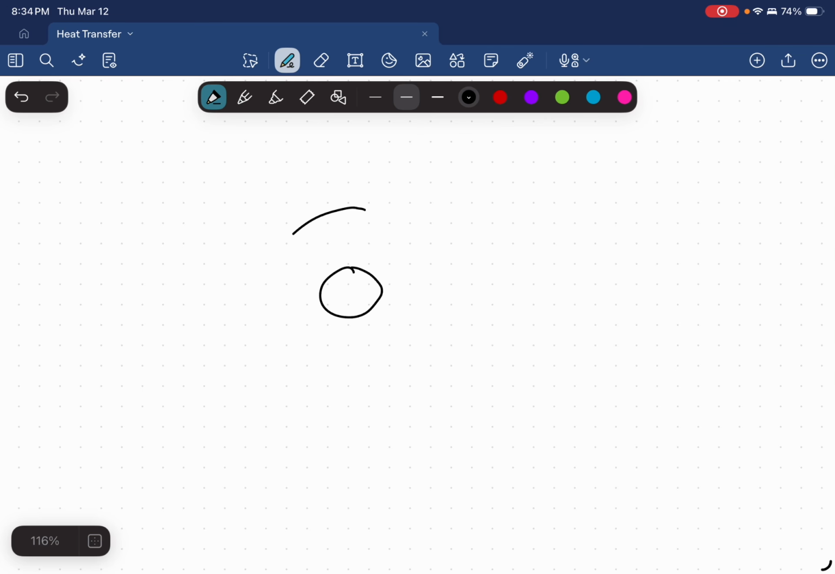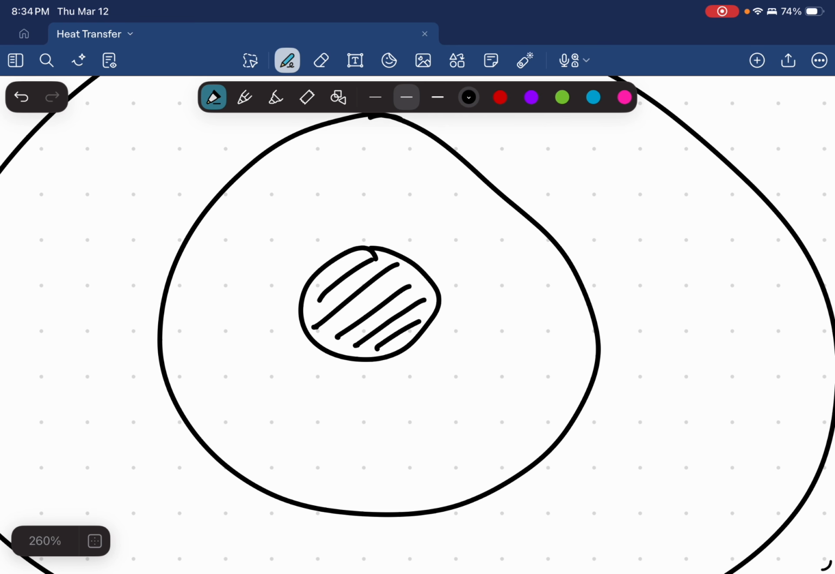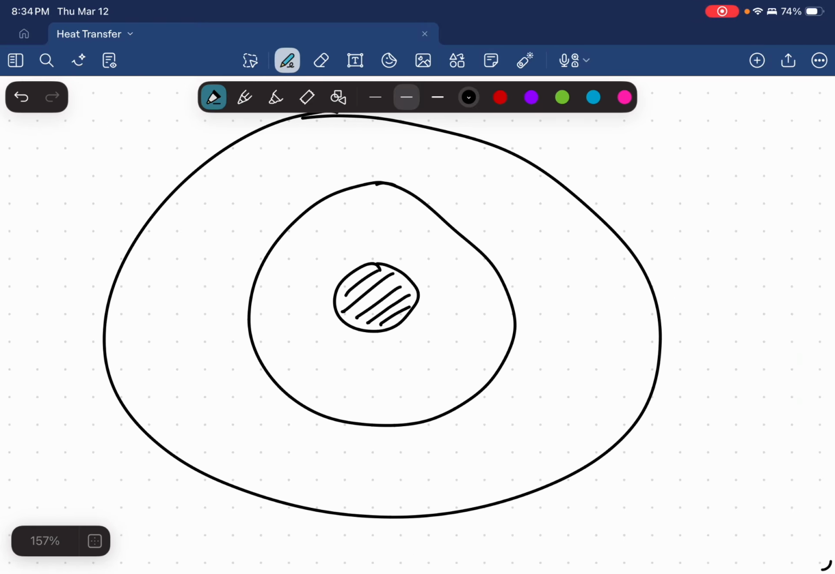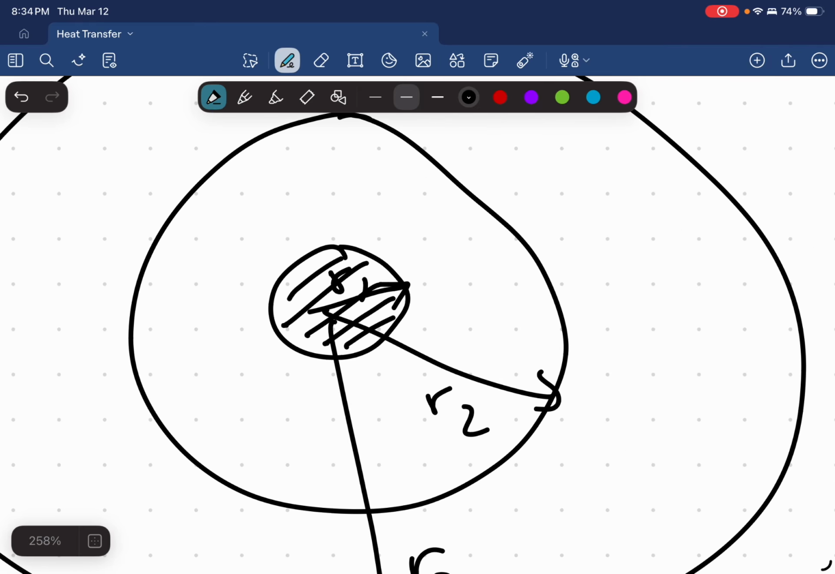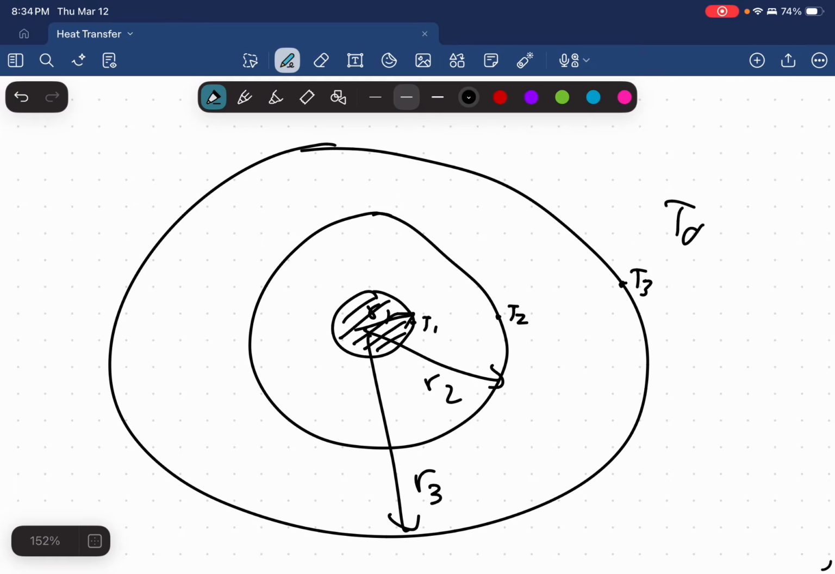So this inside right here is going to be where the heat gen is going to be. So this is also R1, R2, and R3. Okay. And this is T1, T2, and T3. And also T infinity.